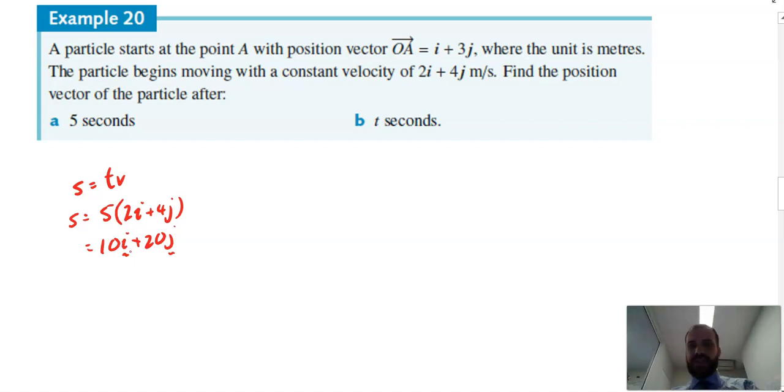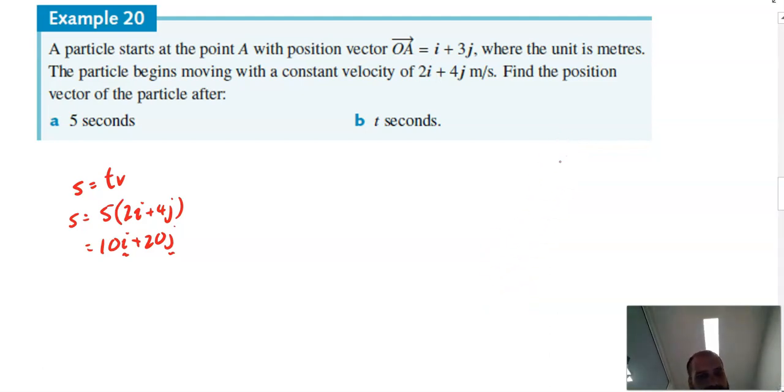Now, that is a displacement vector. In other words, that's an arrow that looks kind of like that, 10i plus 20j. That's an arrow that's showing the path of this particle. So our last step here is just to find its starting position. Starts with position vector OA, and then add the starting position to the displacement vector, or add the displacement vector to the starting position. And we will find its position vector there.